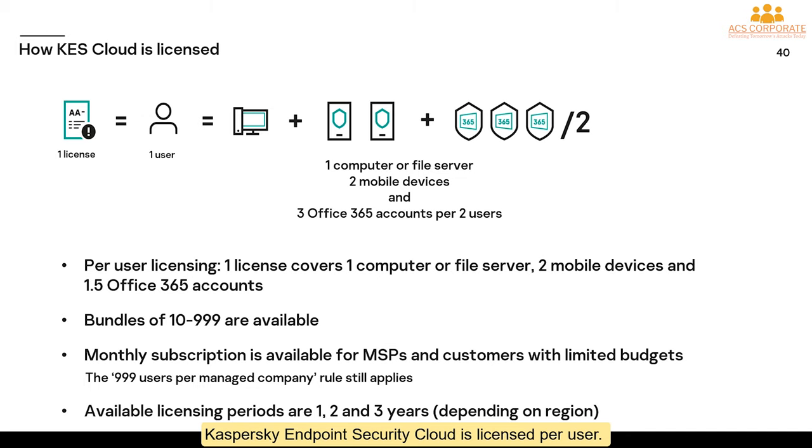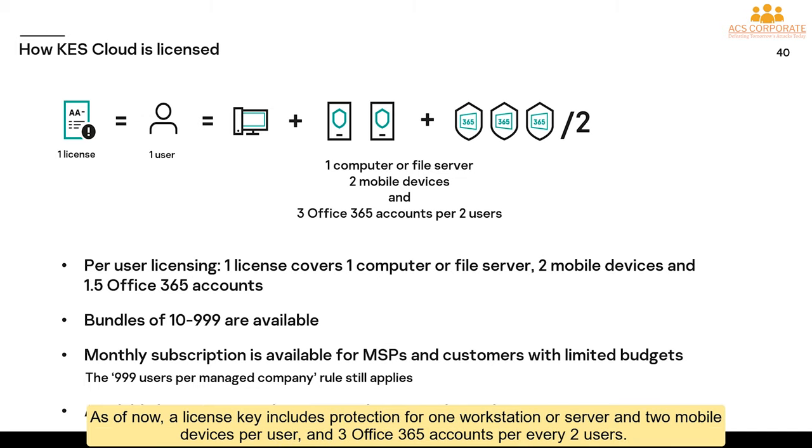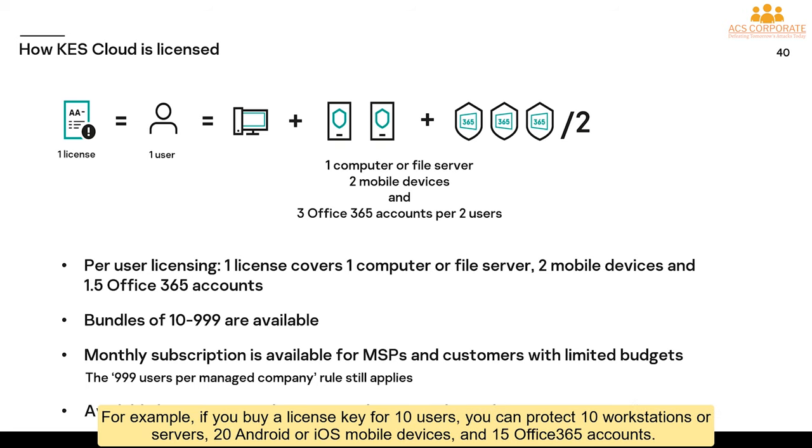Kaspersky Endpoint Security Cloud is licensed per user. As of now, a license key includes protection for one workstation or server and two mobile devices per user, and three Office 365 accounts per every two users. For example, if you buy a license key for 10 users, you can protect 10 workstations or servers, 20 Android or iOS mobile devices, and 15 Office 365 accounts.